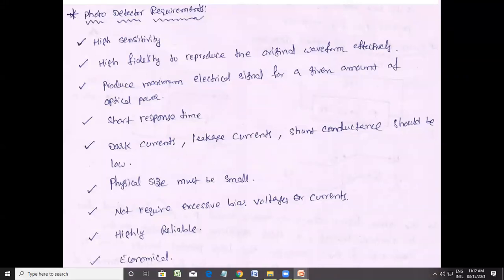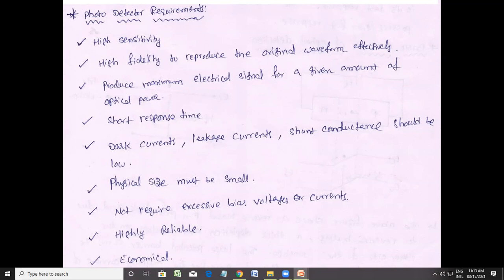The output should be high, with a short response time, in terms of nanoseconds, which absorbs the light signal and converts it into an electrical signal. And dark current, leakage current and shunt conductance should be low. Here, what is meant by dark current?